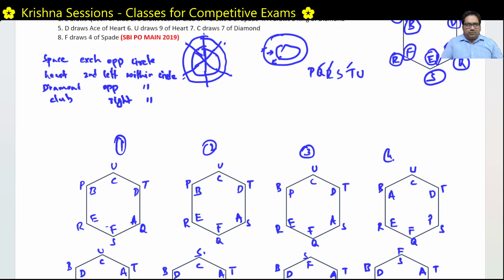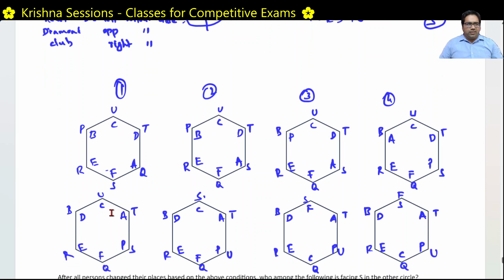At the end of the fourth operation, the fifth operation: D draws the ace of heart. Heart means second left within the circle. For D, the second left within the circle is first, second. D is facing outside, so D and A will exchange. The rest will remain the same.